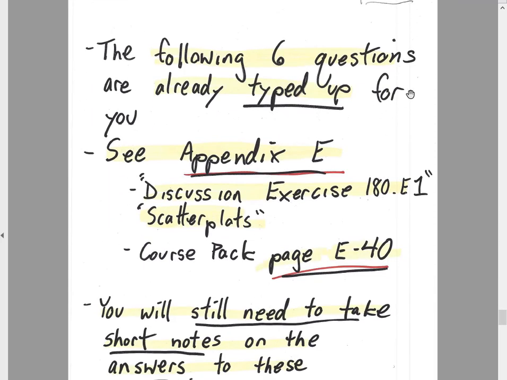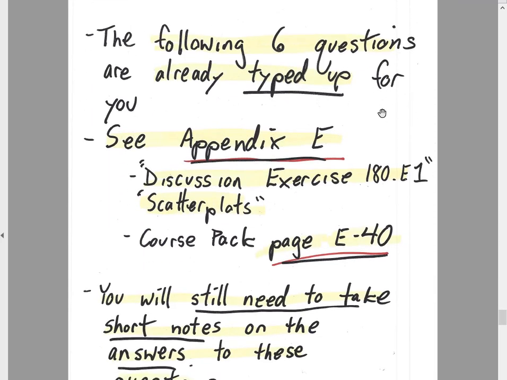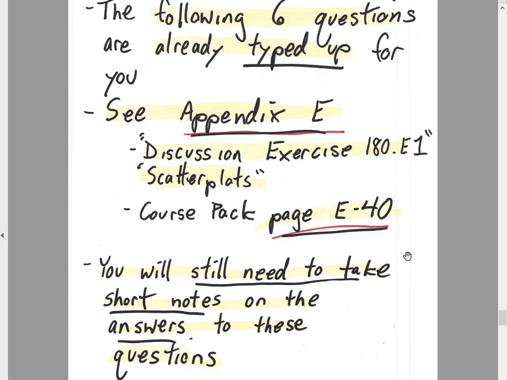Let's see, these are the notes I typically show to my class at this point. The following 6 questions are already typed up for you. They appear in Appendix E of your PSYC 299 course pack. You remember Appendix E, the E stands for exercises, discussion exercises. It is discussion exercise 180E1. In your course pack, it's in Appendix E, and it appears on page E40 of Appendix E.